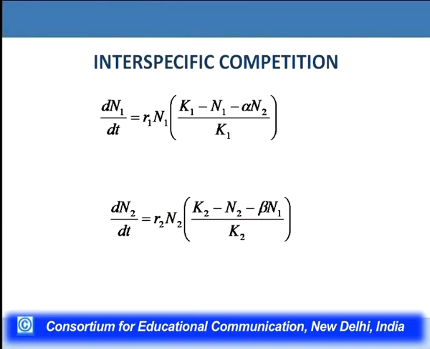So when we take into account that two species are living together, the logistic equation is modified such that dn1 by dt is equal to r1 n1 into (k1 minus n1 minus alpha n2) divided by k1. Alpha n2 are the individuals of species 2 who are competing for the same resource, and the carrying capacity for population 1 is k1. And in dn2 by dt we have included the term beta n1. These are the individuals of species 1 who are competing for a given resource with individuals of species 2, for which the carrying capacity is k2.